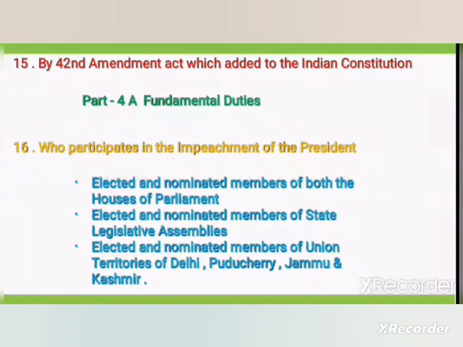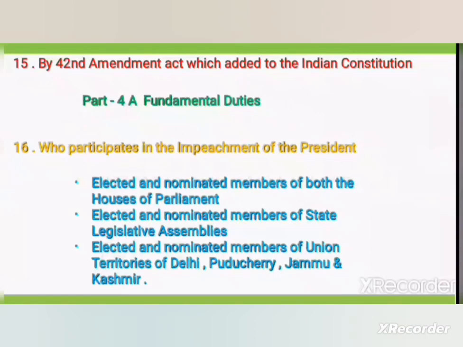The 11th fundamental duty was added to the Indian Constitution by the 86th Constitutional Amendment Act 2002, which deals with free and compulsory education to children of age 6 to 14 years.